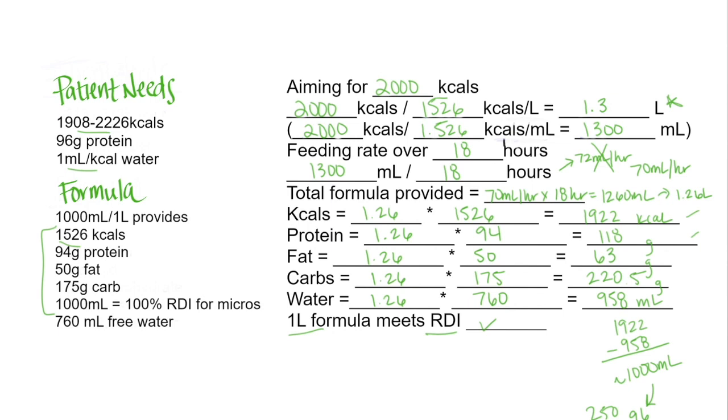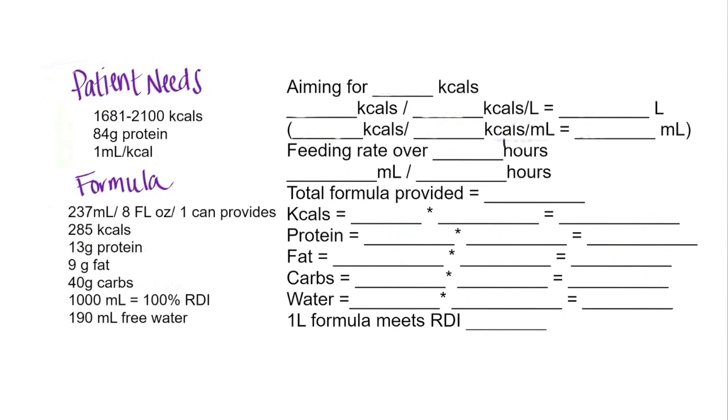Let's do one more to make sure that we know exactly how to set up all of our equations and plop our numbers right in there so that we can quickly and efficiently figure out how much enteral formula our patient is going to need. Alrighty, so we're on to our third patient. You can see the new patient needs on the left-hand side and the new formula provided. But alas, the formula is different.